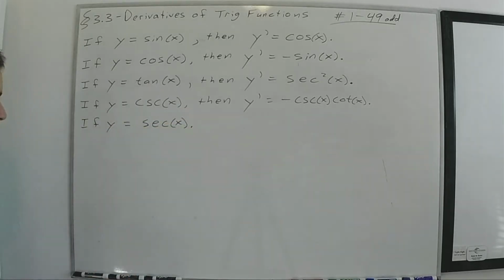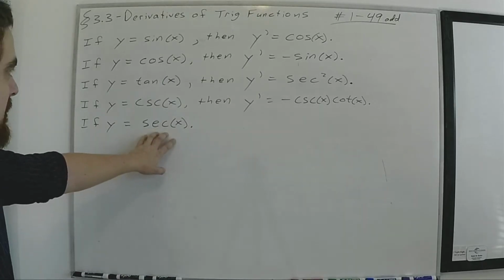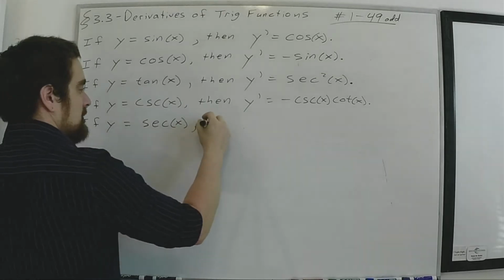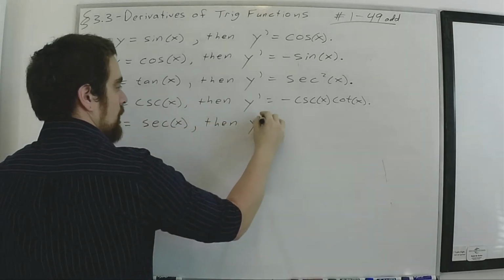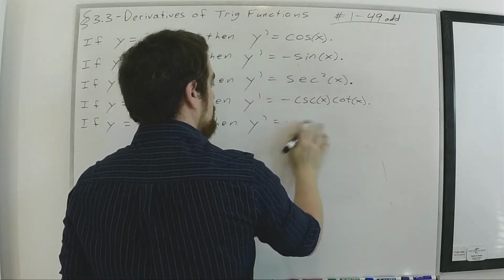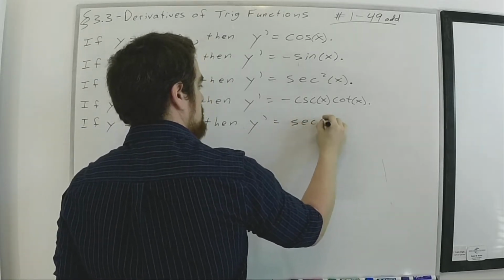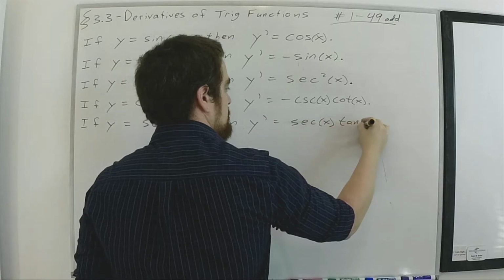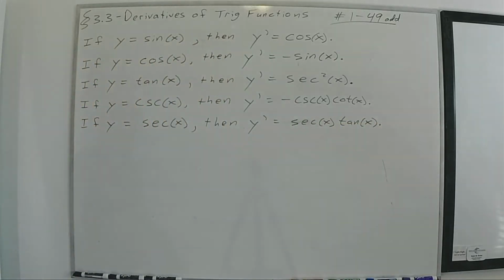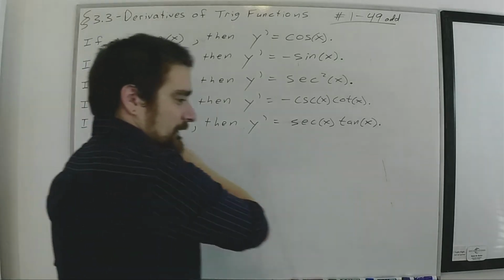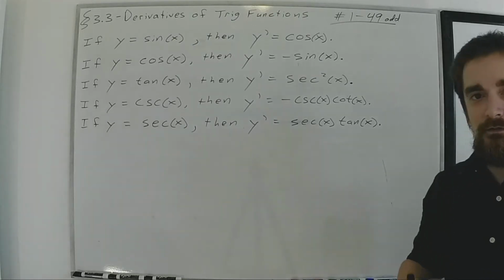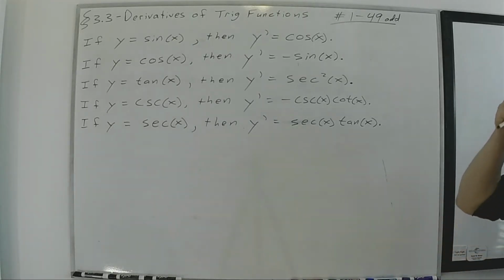Secant, when we look at the function secant of x, is the reciprocal of cosine of x. So if y is secant of x, then y prime is going to be secant of x times tangent of x. Again, you can see it's a little more involved. And when you differentiate secant of x, you get secant tangent, you kind of get a little bit of that same function back again.